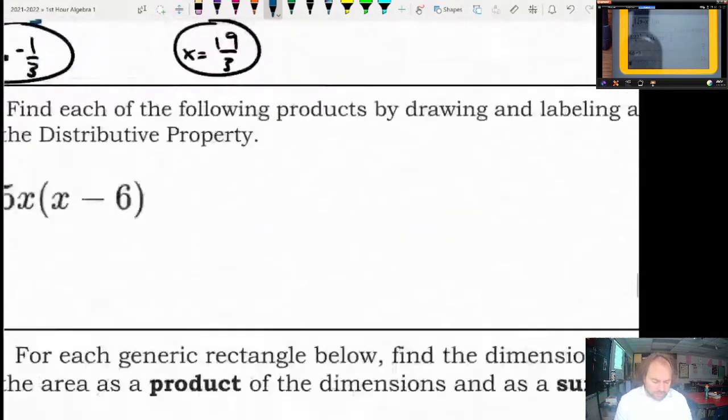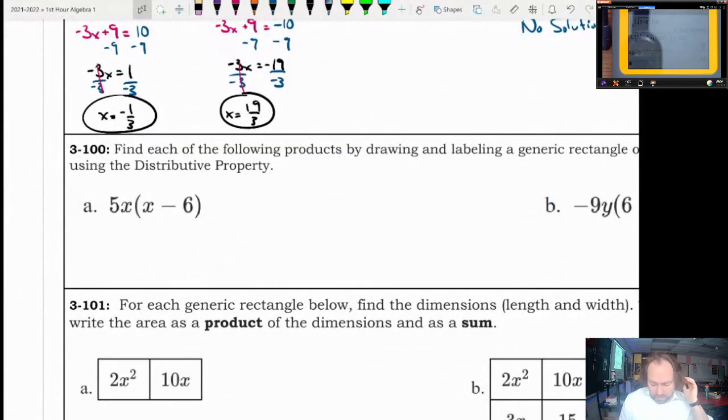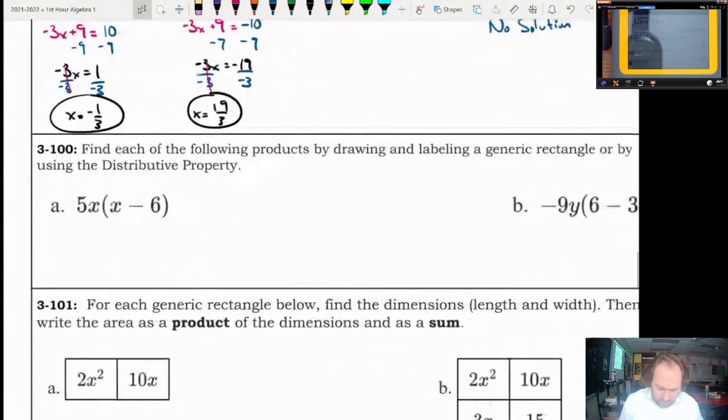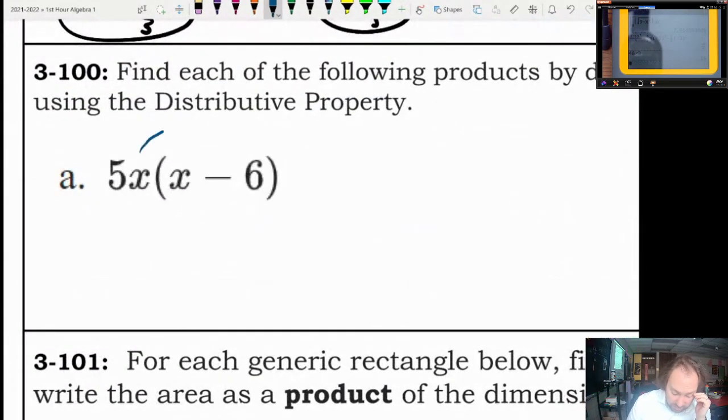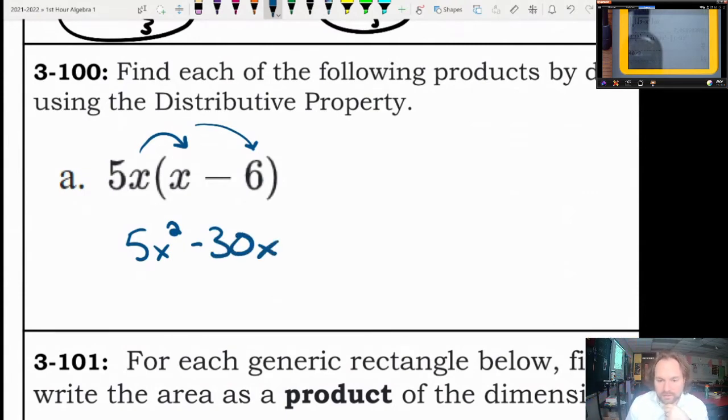Okay, next question. 3.100. Find the following products by drawing and labeling a generic rectangle or by using the distributive property. I think the distributive property is the best plan since these are just 1 by 2s. Here you're going to have 5x squared minus 30x. That's honestly all there is to it.